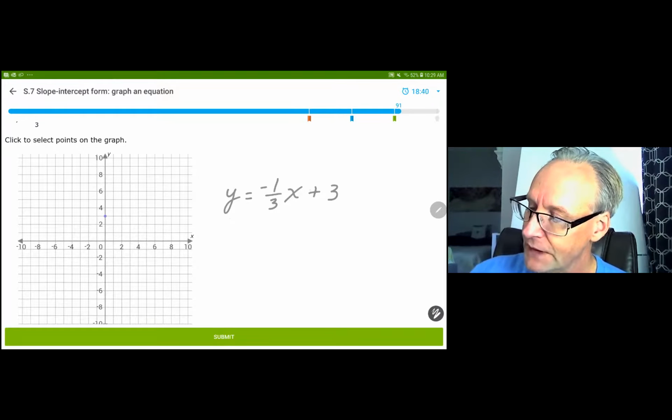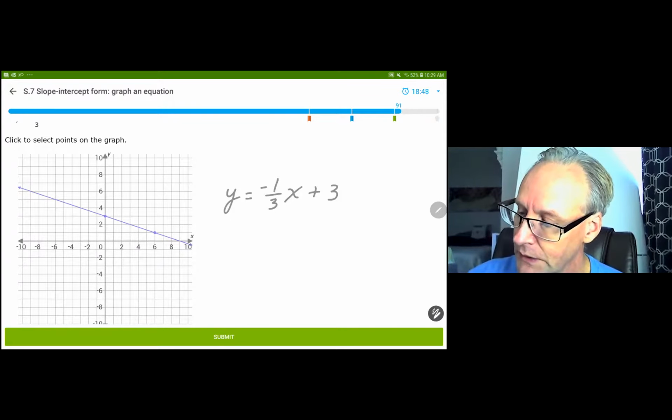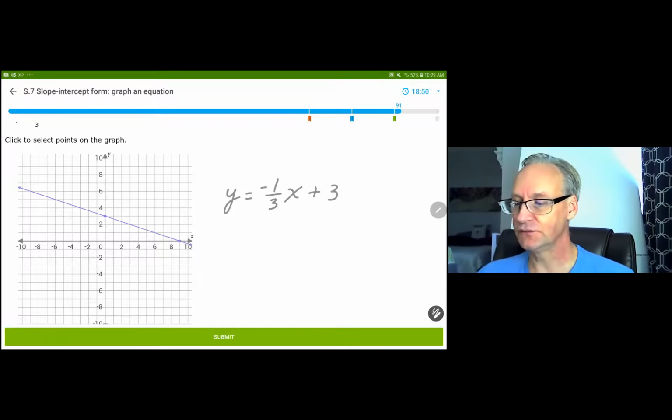In order to graph this, I'm going to go down 1 and over 3. That's down 1 and over 1, 2, 3. I could go down 1 and over 3 more. I could go down 1 and over 3 more. And I have lots of choices here.